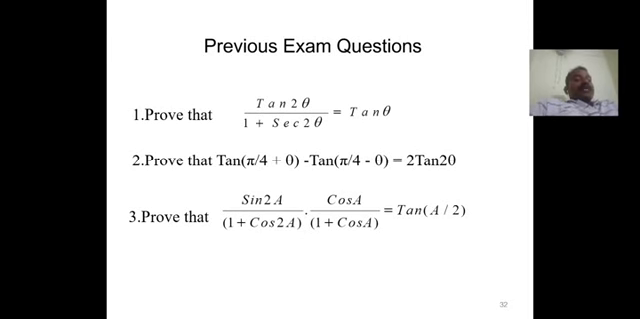Sin a is 2 sin a by 2 cos a by 2. 1 plus cos a is 2 cos square a by 2. 2 will cancel. One cos a by 2 will cancel. The remaining is sin a by 2 by cos a by 2. So with the help of that, you can get the result.